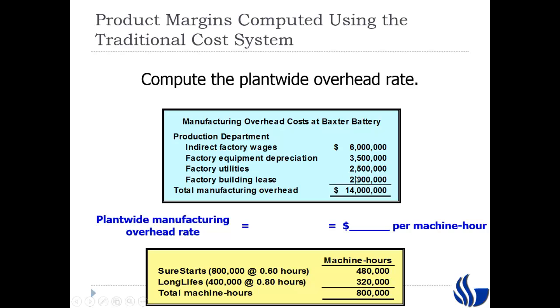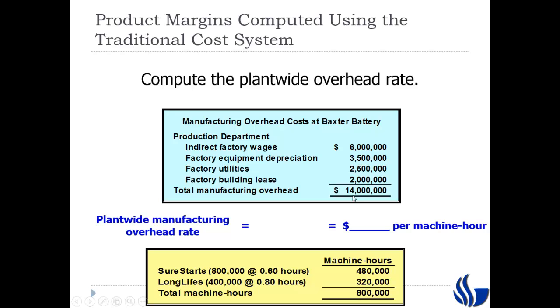So what they would do is add up all those indirect product costs, or manufacturing overhead costs, and then divide those by the total estimated amount of machine hours. Now in this case, we're going to assume that each of the Sure Starts, and there are 800,000, takes 0.6 hours to make. And so that's 480,000 machine hours to make all the Sure Start, their basic bread and butter battery. The Long Lives, in contrast, require 0.8 hours to make each battery. So you can see they take a little bit longer, but they only make half as many. So that adds up to 320,000 machine hours for the Long Life battery. Together, there's 800,000 machine hours that are required to make all of the batteries that they sell.